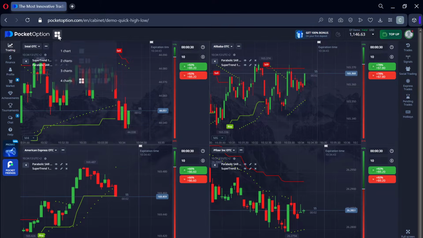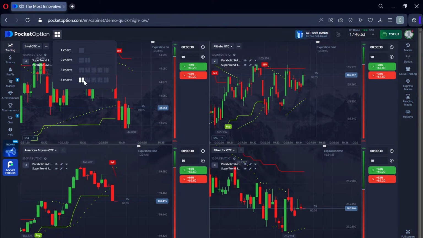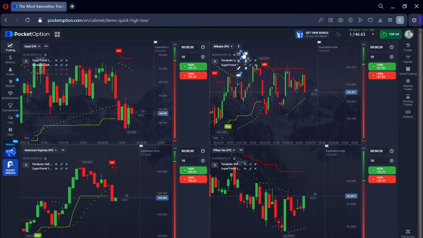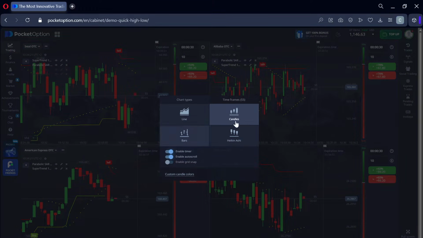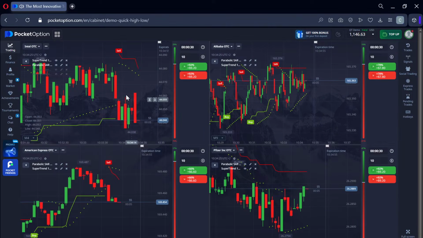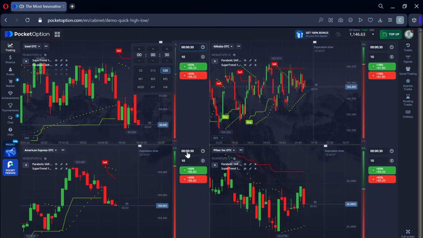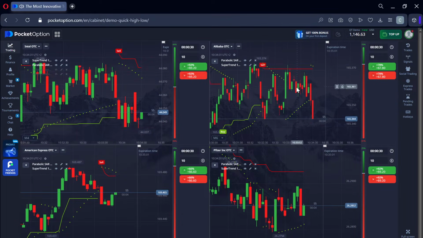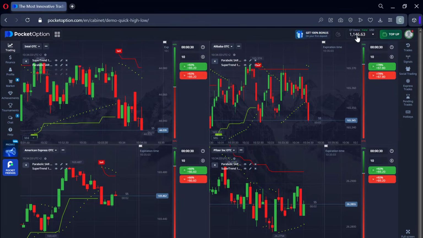If you want to know how to do that, you click on 4 charts, and then here, make sure that your candlestick time frame is 5 seconds. So make sure it's candles, that the time frame is 5 seconds, and that your trade time for each one is 30 seconds. Right? Each one of these is 30 seconds.